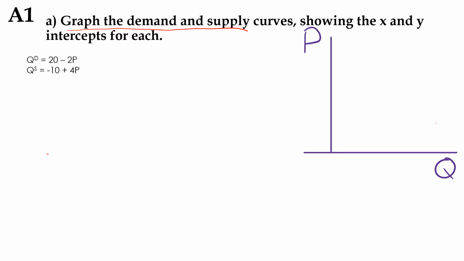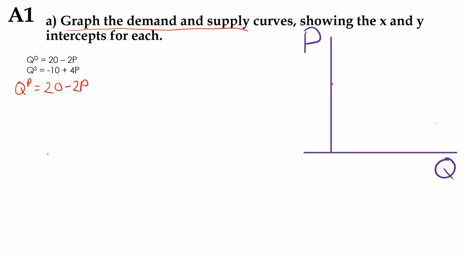For example, if you want to find out where it crosses P, then we have to make Q equal 0, because what is the value of Q at this point? Right, it's 0. Q, the quantity, is going to be 0 at that point. Okay, so why don't we start with the demand curve? I'll just write this out. Quantity demanded equals 20 minus 2p.